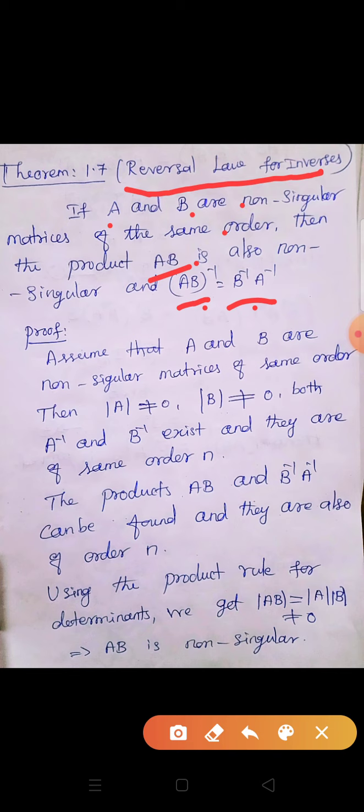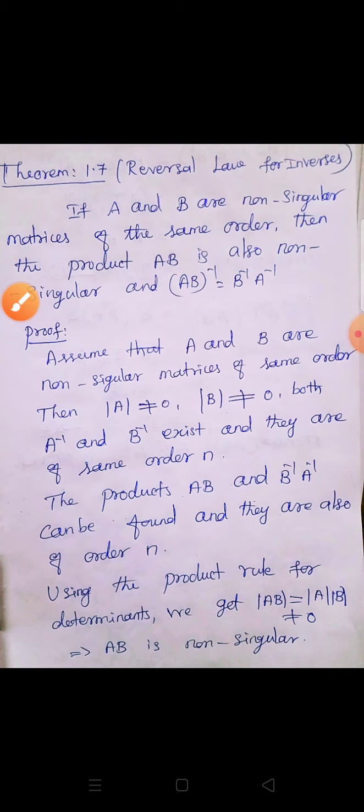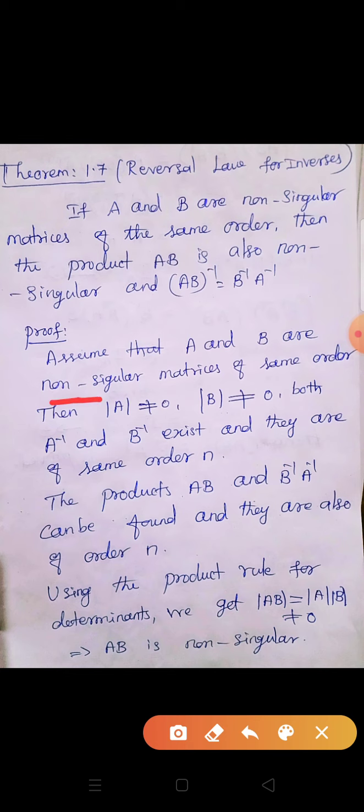Okay, now we are going to prove it. Assume that A and B are non-singular matrices of the same order. Non-singular means determinant A is not equal to 0 and determinant B is not equal to 0. So both A inverse and B inverse exist and they are of the same order. Are you understanding? The product AB is also non-singular; this is given. Since A inverse and B inverse exist, we can multiply these two matrices to find B inverse A inverse, and they are also of order n.